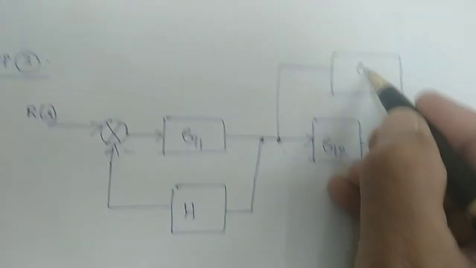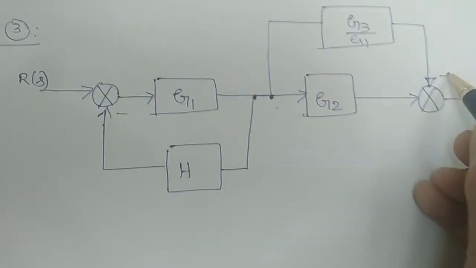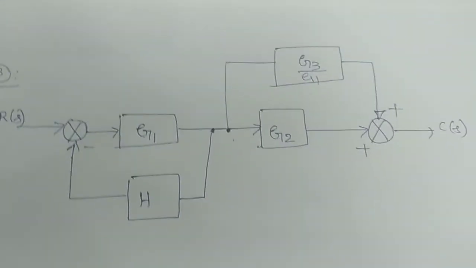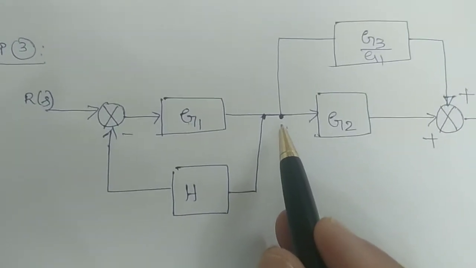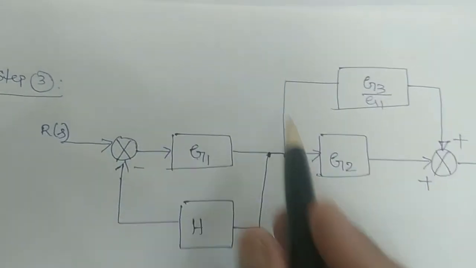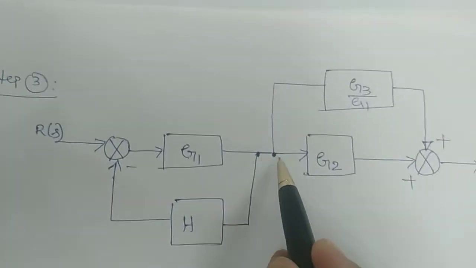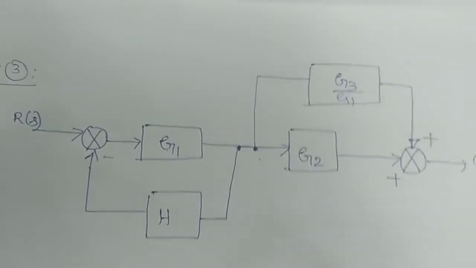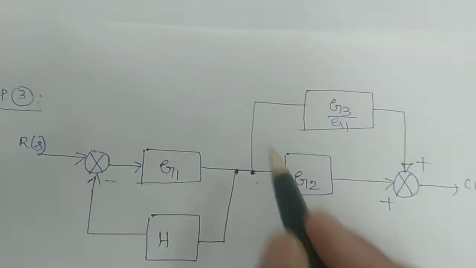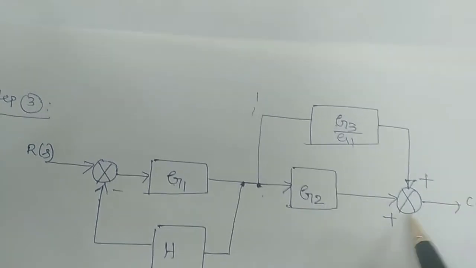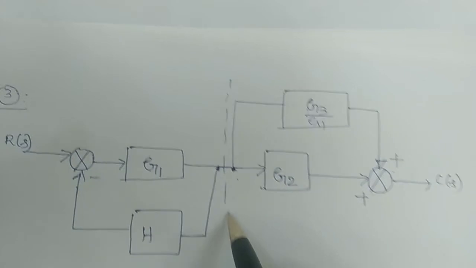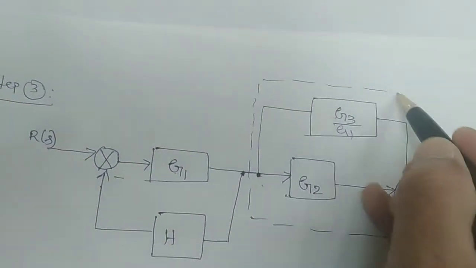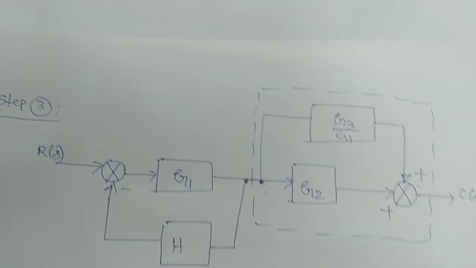This is your G3 by G1 coming here. These are the plus. Is it not? Like this also I can represent the takeoff points. In the previous session, that connection also I have shown here only. You can show it like this also. Nothing wrong in that. The meaning is same. Then you can add these two because both are additive here. This is plus, this is plus. Therefore, you can simplify this block. You can simplify this also.